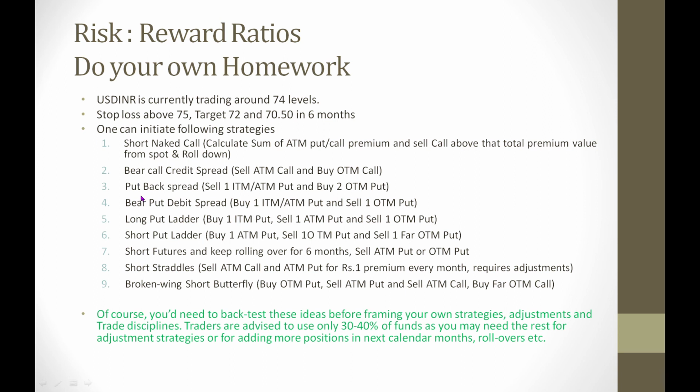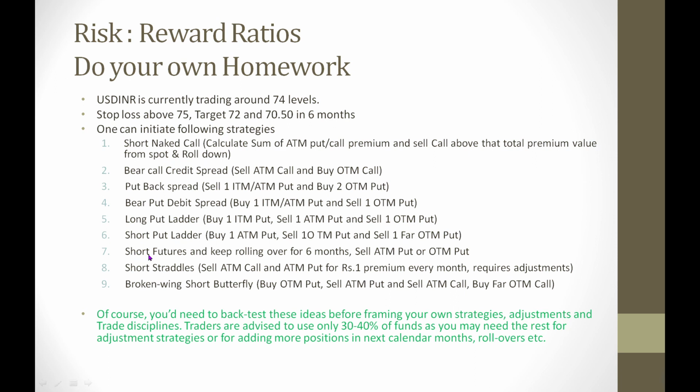Number 4, you can also look at a long put ladder, which is typically you buy in the money put, sell one at the money put, and sell one out of money put. Similarly, you can also do a short put ladder, which is again buying one at the money put instead of the previous one where you buy in the money put. Here you just buy an at the money put, and then you would sell one out of money put and sell one far out of money put.